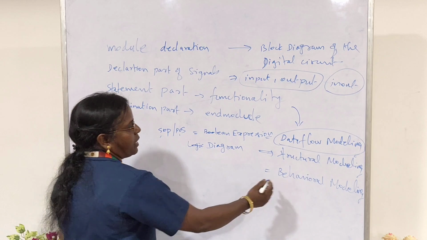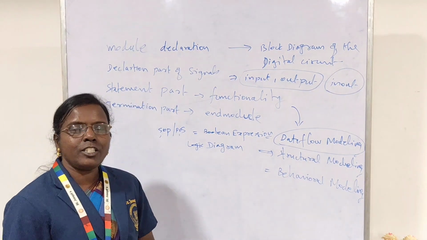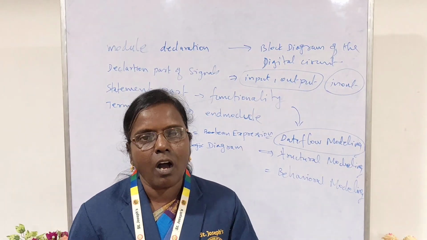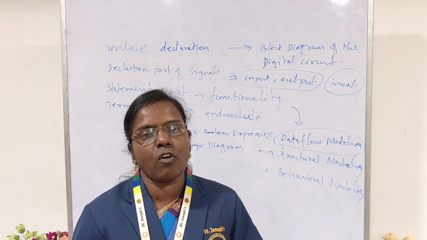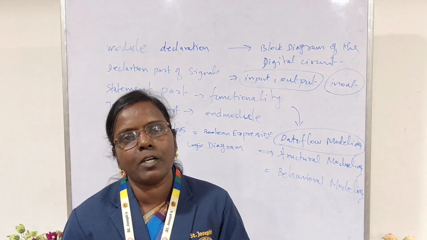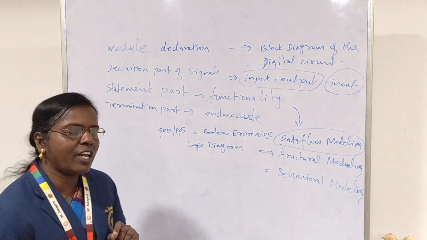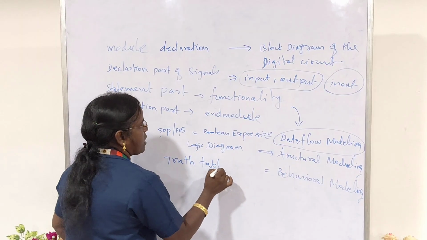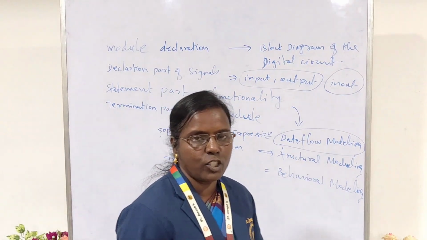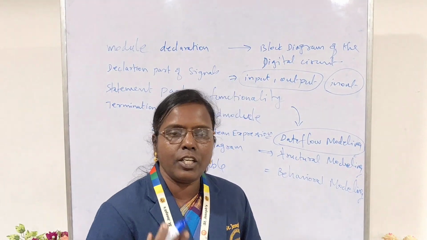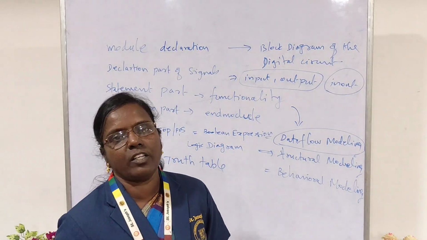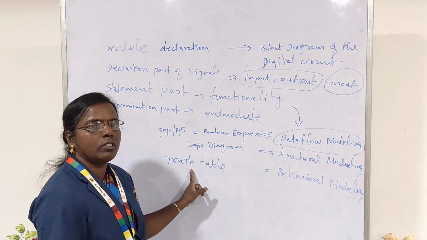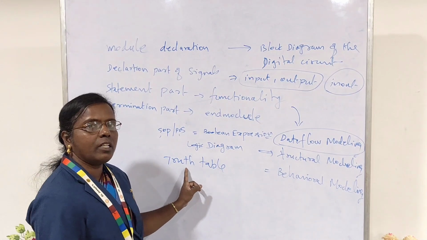The last one is the behavioral modeling. For each possible input condition, how is the logic circuit going to behave, how can the output be generated for all possible input conditions? That can be verified by using the truth table. The truth table is another mechanism for describing the functionality of the logic circuit for each and every possible input vector. So behavioral modeling can be described by implementing this truth table.